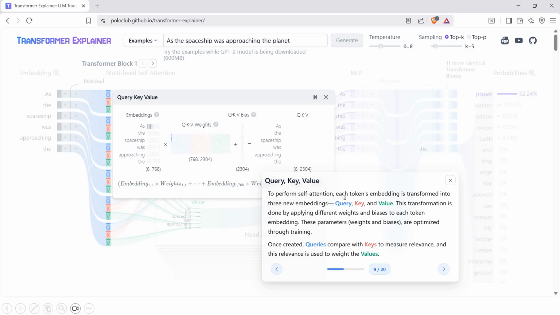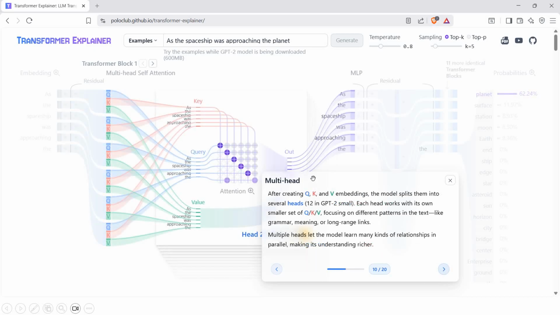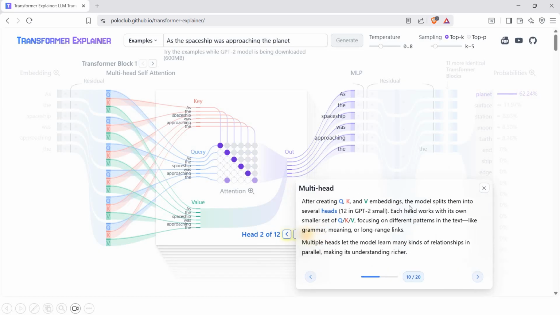So to perform self attention, each token embedding is transformed into new embeddings: query, key and value. This transformation is done by applying different weights and biases to each token embedding. Now these parameters are optimized through training. Once created, queries compare with keys to measure relevance, and relevance is used to weight the values. Okay. Now multi-head: after creating Q, K and V embeddings, the model splits them into several heads, 12 in GPT-2 small. Each head works with its own smaller QKV, focusing on different patterns like grammar and meaning.